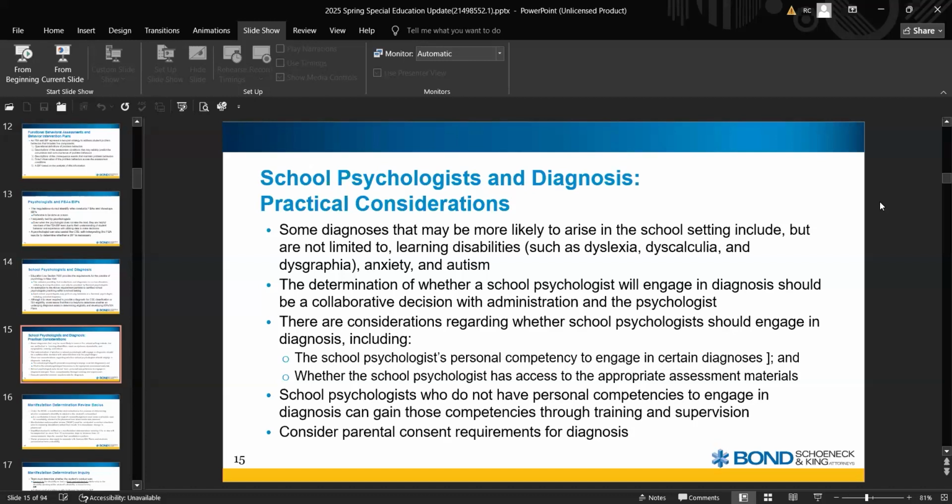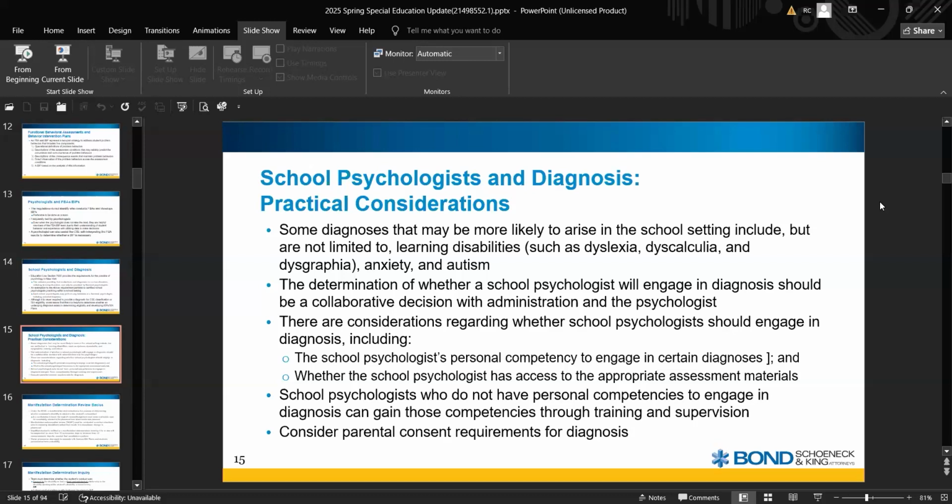I was just going to say, maybe also on the educational diagnoses or designations versus the medical, on things like autism too. But if they don't have the competencies, we can give them training and supervision to help them get there.